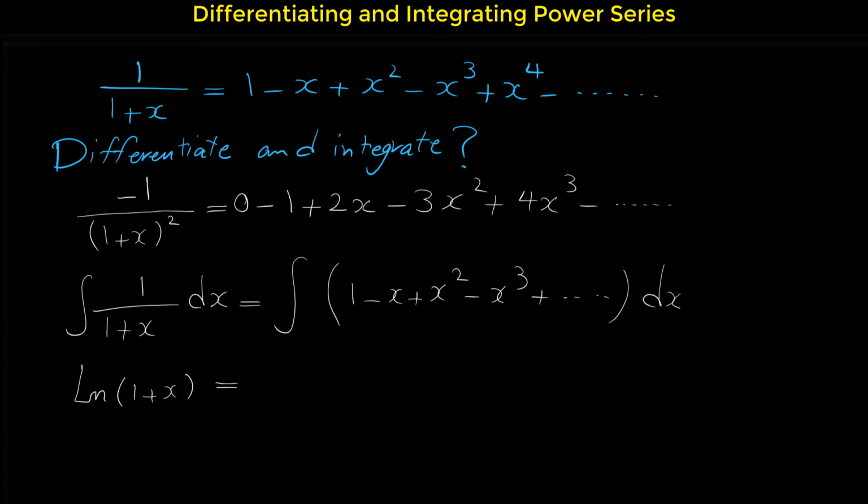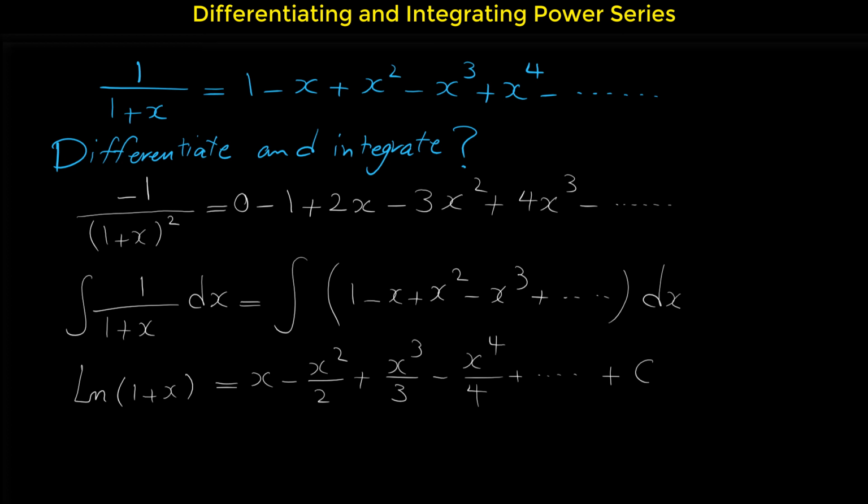For integrating this expression, we have to integrate term by term. Integral of 1, the first term, is x. Integral of x is x squared over 2. Integral of x squared is x cubed over 3. Integral of the next term, x cubed, is x to the 4 over 4, and this goes forever. And don't forget to add c.